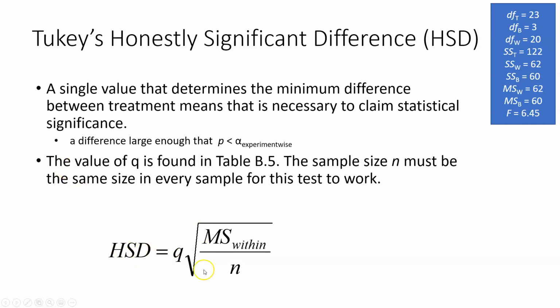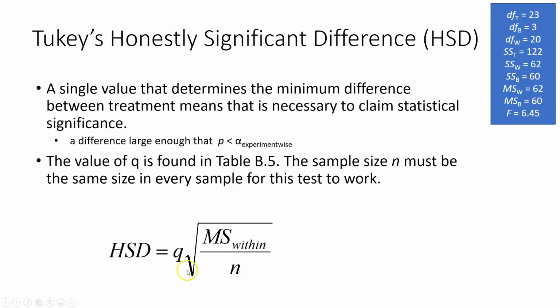Now, in order to compute this, the formula here has a Q. This Q is found in another table that I've asked you to download before you started this module, called table B.5. The sample size n here must be the same size in every sample of your experiment for this particular test to work. So if one of your groups had like 20 and another one had 22, then you couldn't use this HSD test. You'd have to use a different type of post hoc. But here, in this example, we have the same size groups for each of the 4 conditions. Remember, each one had 6 people in it, and so we could put this value down here as 6.